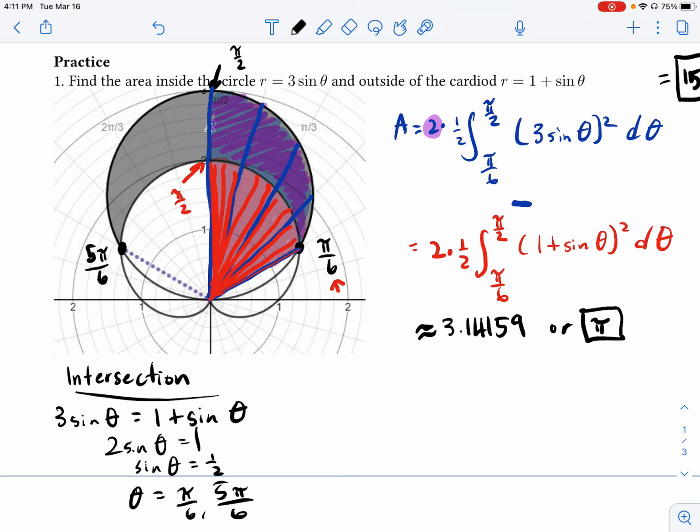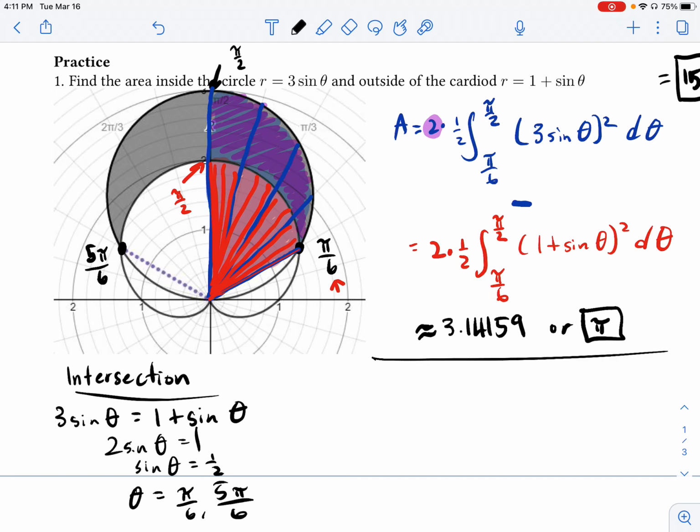Now again, you might have done this differently. Some of you may want to just integrate and say, wait, why would I want to stop at pi over 2 when I could just go from pi over 6 all the way to 5 pi over 6? That certainly is an option that is available to you. So you can most certainly do that.